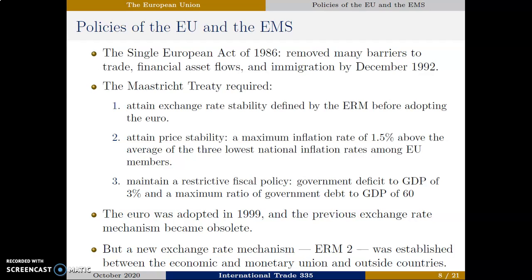I will end this video here and continue with the theory of optimal currency areas in the second video.